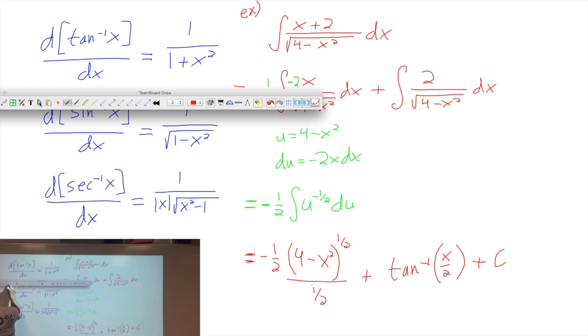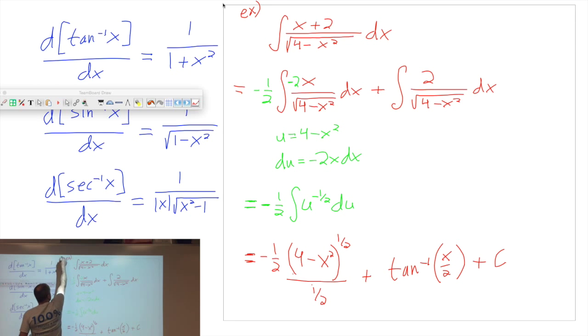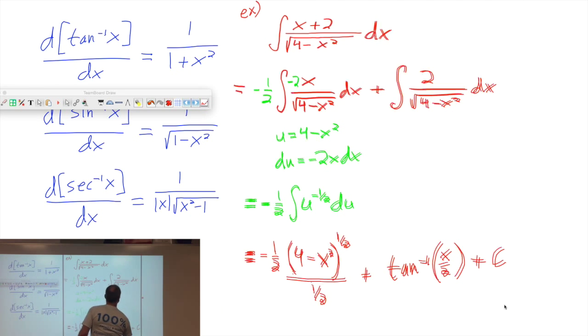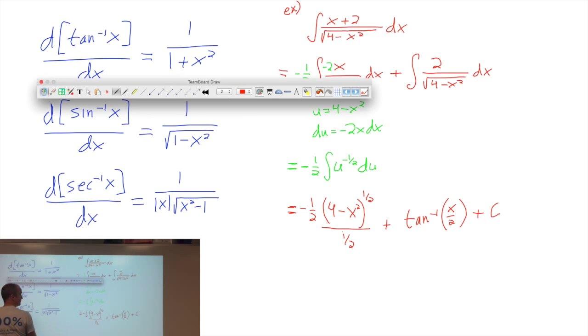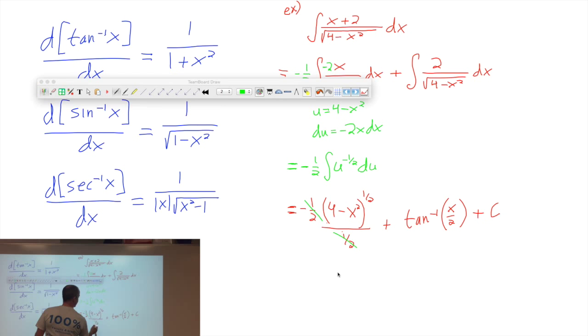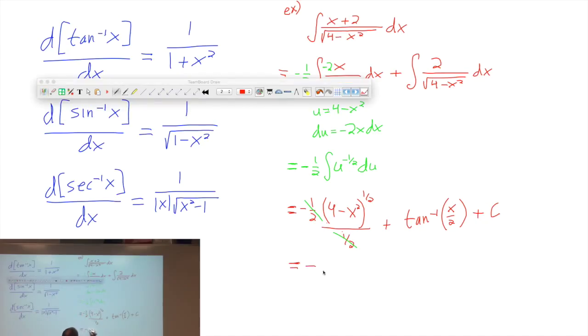This isn't quite fully simplified yet. I need to do a little bit more, but I ran out of room, so let's see if I can give myself just a little bit more space here. And now I can cross out those 1/2, make sure I remember that the negative is still there. My answer should look something like negative square root of 4 minus x squared plus the inverse tangent of x over 2 plus c.